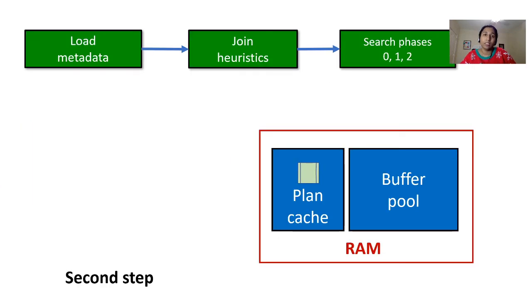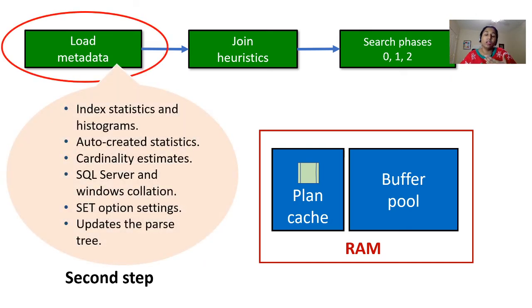Now the first step inside the second step of the relational engine is the load metadata component. Now most of the metadata that it requires to process any query are gathered at this component. For example, the index statistics and histograms. Statistics are the blob structures which are stored inside the system tables to describe the distribution of the data inside a column or set of columns or an indexed view. Now, the optimizer will trust these statistics to determine how many rows are going to come back out of the table. So these kind of details are gathered here. Auto create statistics also happens here.